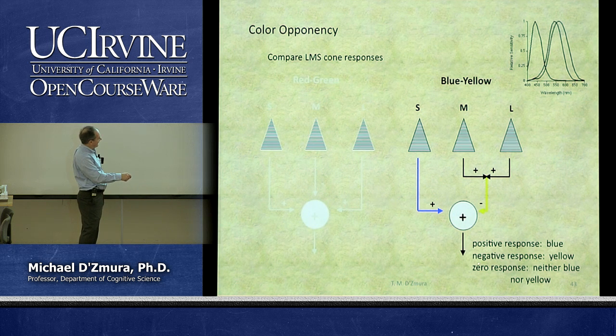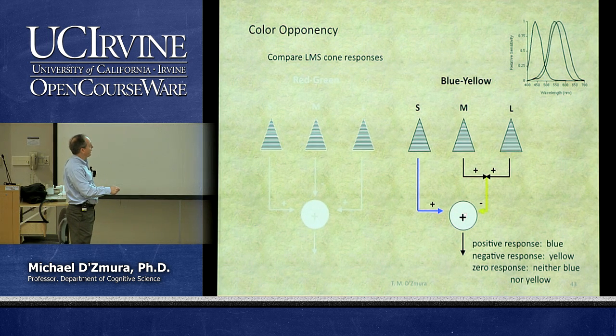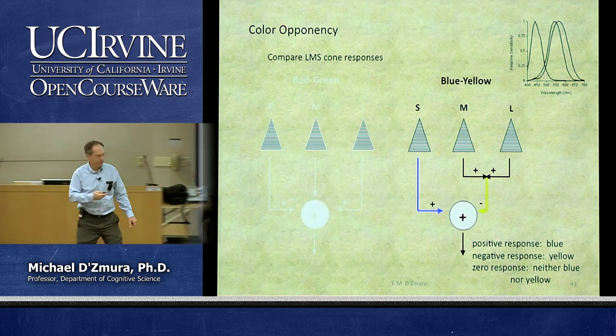And so if we have a negative response from this cell represented by the plus sign, then we'll end up seeing yellow. And once again, if this cell doesn't respond at all, that means it's not excited, so we won't end up seeing blue. It's not inhibited, so we won't end up seeing yellow. We'll see neither blue nor yellow as a result.